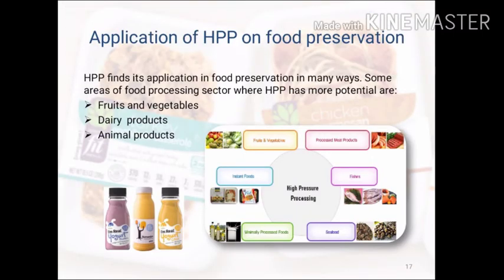Now, let's come to the application parts of high pressure processing on food preservation. The high pressure processing treatments find their applications in many food preservations in many ways. Some areas of food processing sectors where this high pressure processing has more potential include fruits and vegetables processing, dairy products, and then animal products.